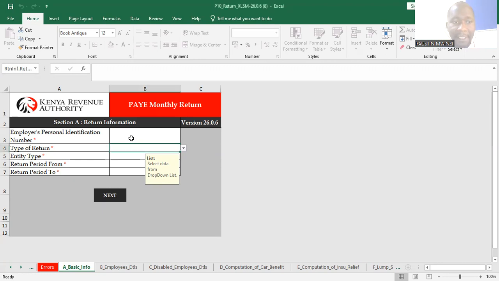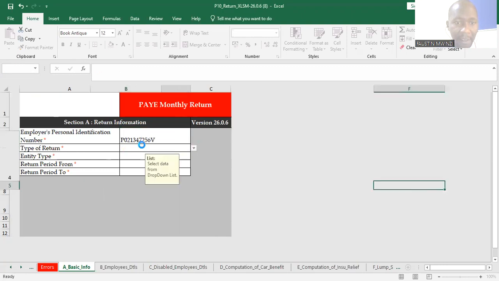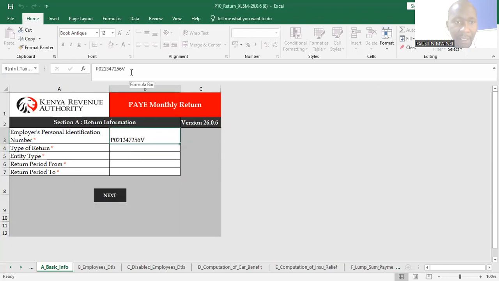You start by entering the PIN of the employer. You must have the PIN of the employer. Let us assume that our PIN is like this. This is just a dummy PIN number, assuming an employer. Type of return is always original return. The meaning of amended return, for your information, is that if you filed a return and there was an error, you file another one, which is an amended return.